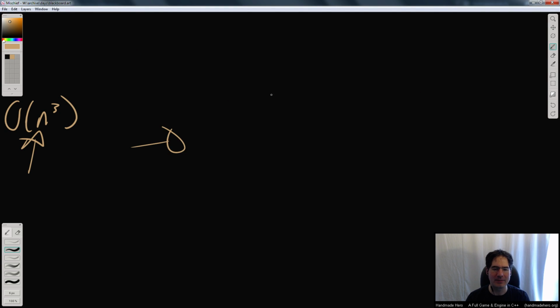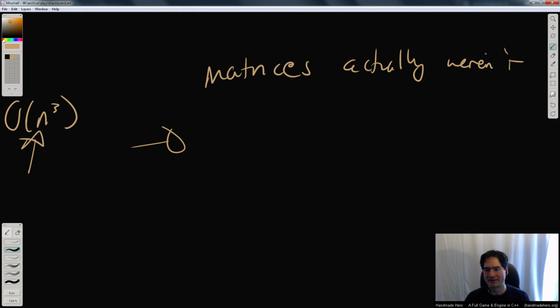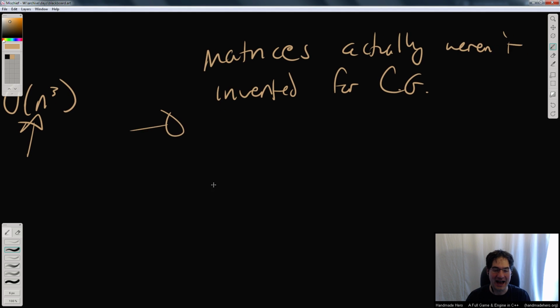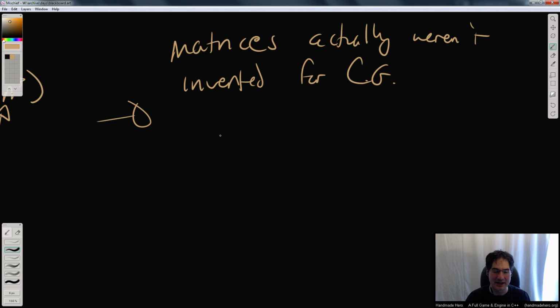Well, surprise, surprise, matrices actually weren't invented for computer graphics. I know it's shocking, but they weren't. They were actually invented to solve systems of equations. That's what they actually were. So the reason that people created matrix math in the first place is they had a lot of stuff that looked like this.